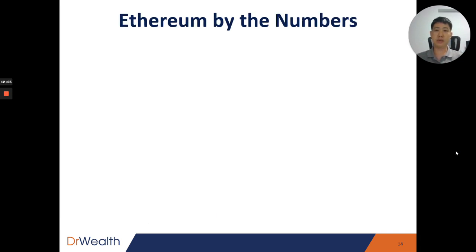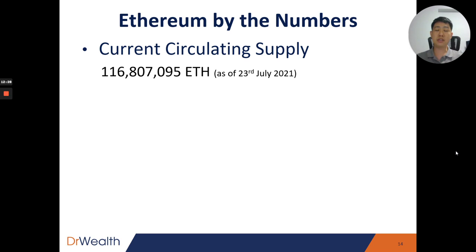So just to share with you a little bit of Ethereum by the numbers. Currently in circulating supply, there's 116 million Ethereum as of 23rd of July 2021. Unlike Bitcoin, where there's a capped supply, there is an unlimited supply of Ethereum. One of the reasons why Vitalik said it is unlimited is because they want Ethereum to be widely used by people as much as possible. If you set a cap to it, or if Ethereum rises in price by too much, it could become an entry barrier for people who are at the lower investment area.